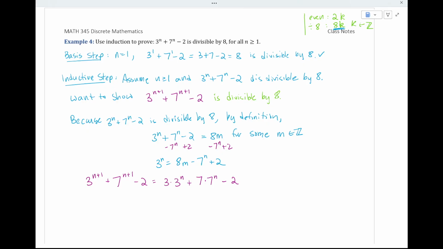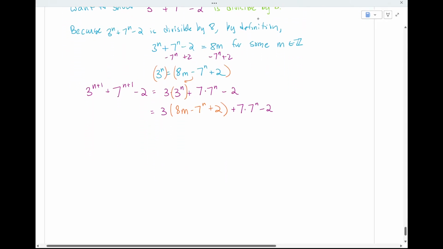The reason that I want to do that is because I know something about 3 to the n. I know that 3 to the n can be written as this other thing. And I'm going to plug that other thing in there. So this is equal to 3 times 8m minus 7 to the n plus 2. And then I have the rest of this, plus 7 times 7 to the n minus 2. And I'm going to do some distribution here. 8 times 3 is 24m minus 3 times 7 to the n plus 6 plus 7 times 7 to the n minus 2. And now I think I can combine some like terms.